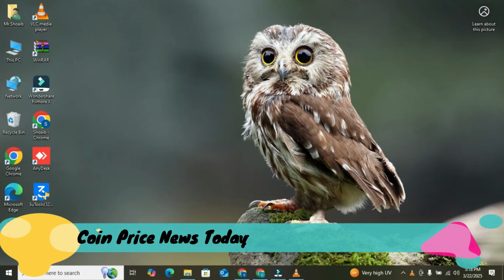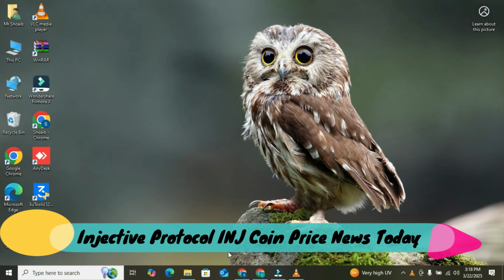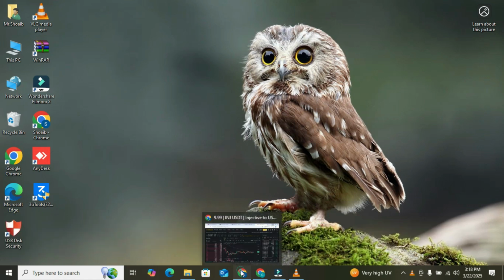Today, we're looking at Injective Protocol, INJ, and its latest price action using Elliott Wave analysis. We'll break down key levels, potential reversals, and what might come next.